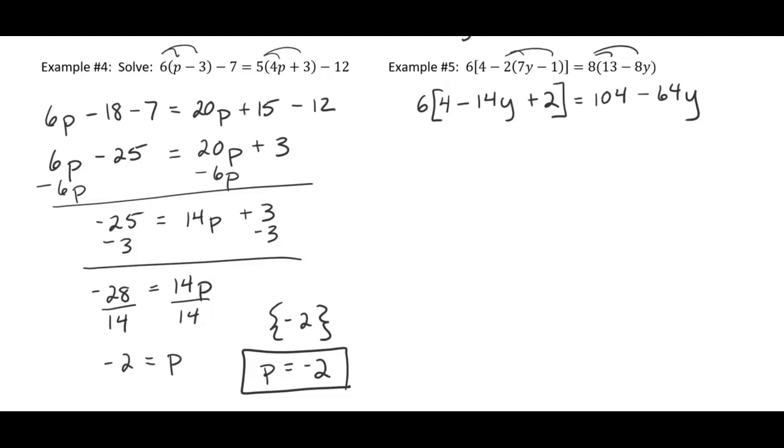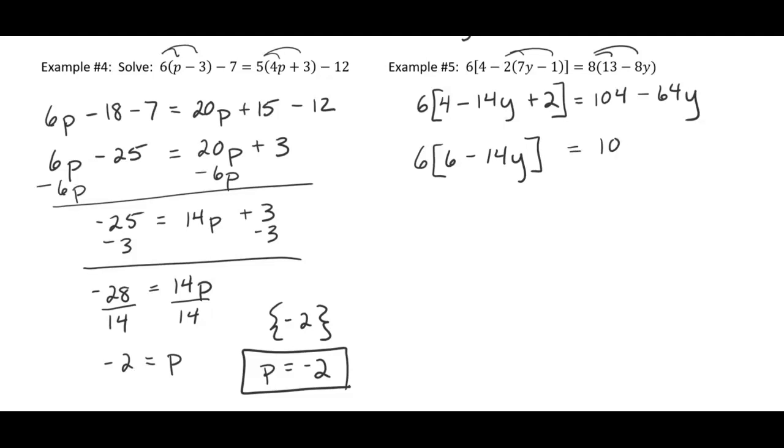Okay, now I'm going to go ahead and simplify inside the brackets. So I have 6 bracket 2 minus 14. Oh, I'm sorry. No, I don't have that. Good thing I caught the mistake before the end. Okay, so 4 plus 2 is 6 minus 14y.